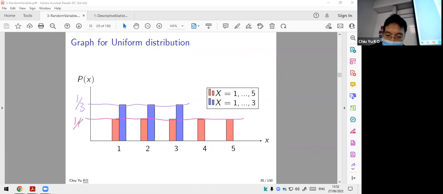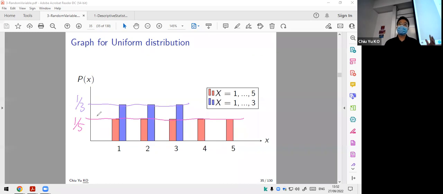This is 1/5. Okay, so this is very simple, right? When you try to describe this, okay. And why do we care about this graph?